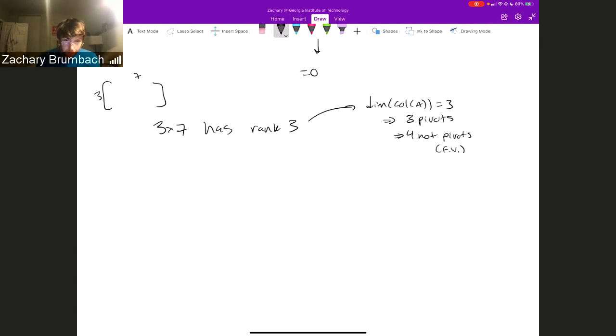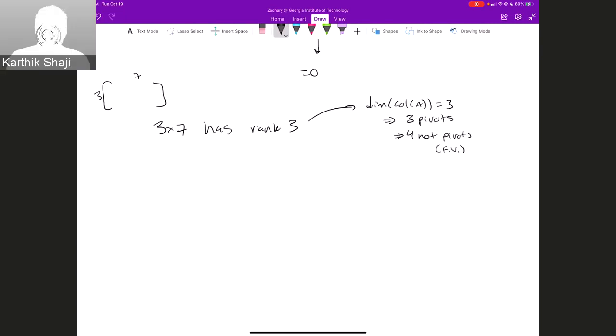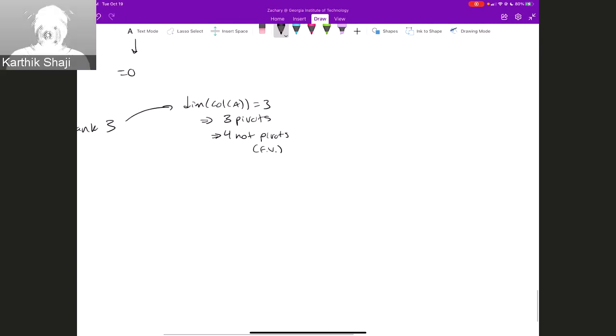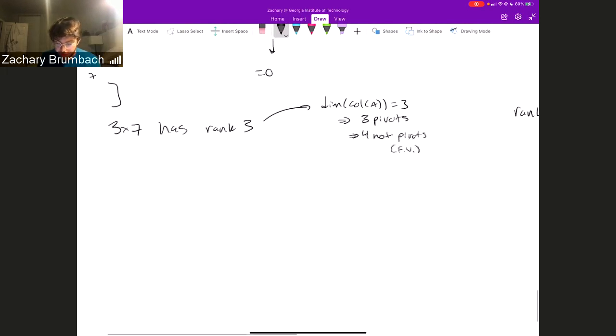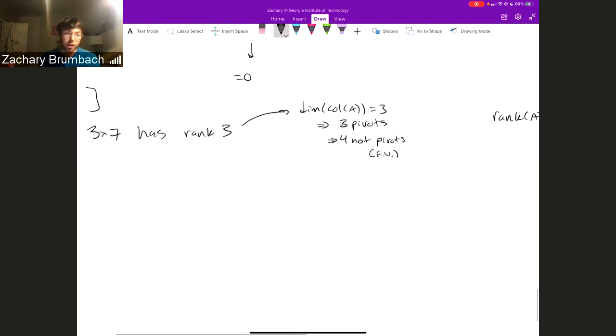Wait, I didn't quite understand that. Could you explain again? Yeah, rank, the definition, it's just shorthand. These mean the same thing. That's exactly what rank means. So dimension of column space is the same thing as your number of pivots.